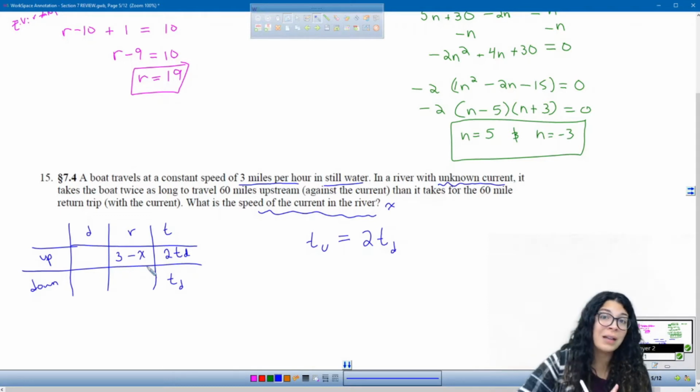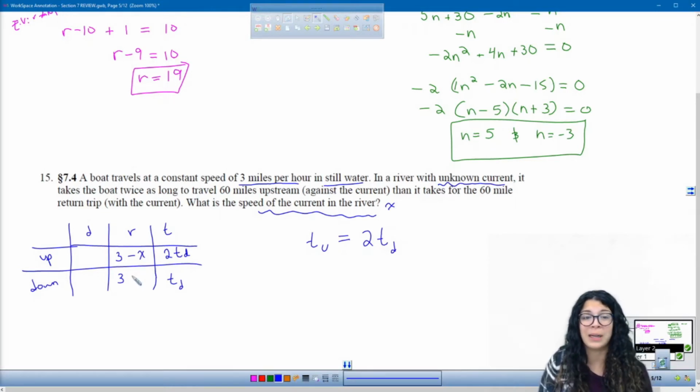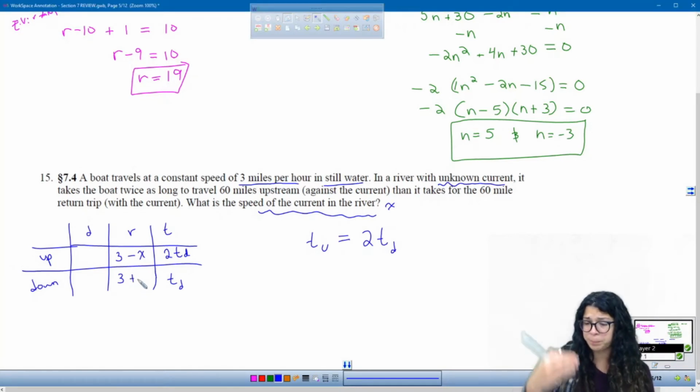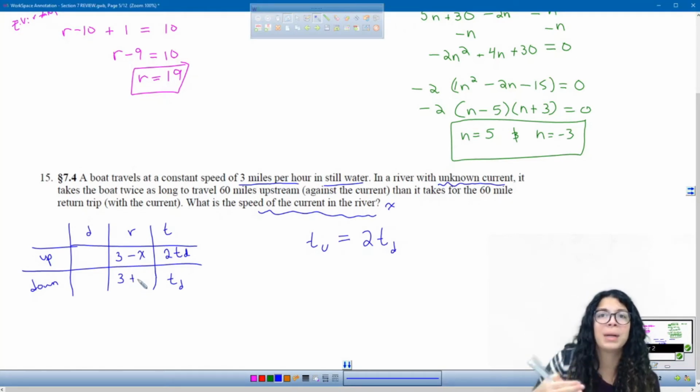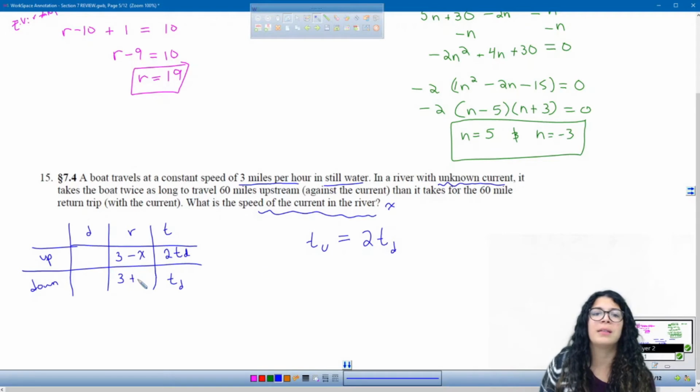Now, when you're traveling downstream, the current is actually helping you to go faster. So whatever the rate you would take in still water, you add the rate of the current because the current is helping you to go faster. So instead of just going 3 miles per hour, which is the still speed, you have that 3 plus the rate of the current. Now the distance, we did say that up and down, both on the way there and the return, was 60 miles.